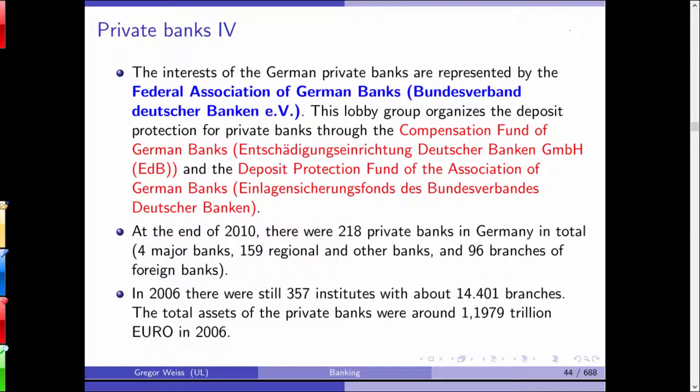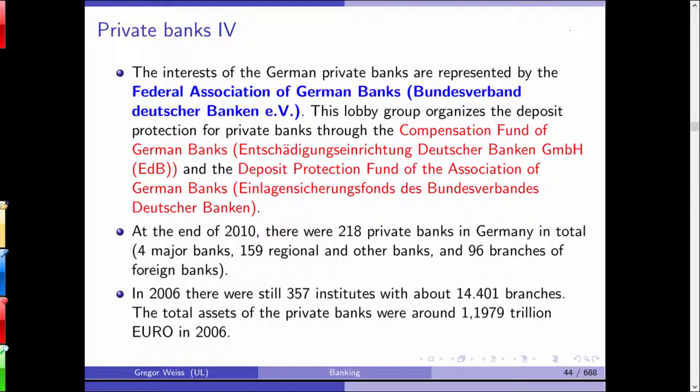In the first pillar, you have a large lobby group, that is the Bundesverband Deutscher Banken, the Federal Association of German Banks. This lobby group's most important task is lobby work and organizing deposit insurance for this pillar of private banking corporations. They have a compensation fund of German banks, the Entschädigungseinrichtung Deutscher Banken GmbH, the Deposit Protection Fund of the Association of German Banks, Einlagensicherungsfonds des Bundesverbandes Deutscher Banken. And those are their main tasks, lobbying and deposit insurance.